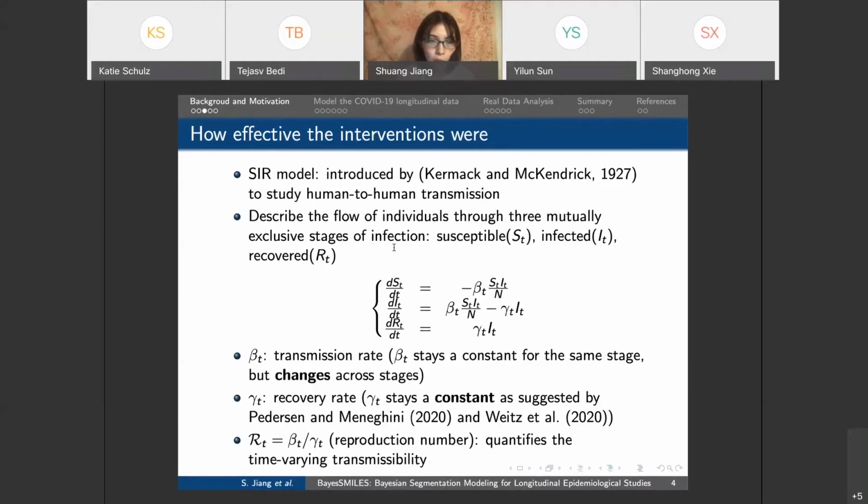Here are two important parameters in the traditional SIR model. First is the transmission rate, beta. In Bayes Miles, we assume that this quantity stays constant within the same stage, but it changes across different stages. The second parameter is the recovery rate, gamma. According to several recent studies of COVID-19, it is typical to assume that the recovery rate stays constant over time. To quantify the time-varying disease transmissibility, people typically use the ratio of beta over gamma, which is referred to as the reproduction number.